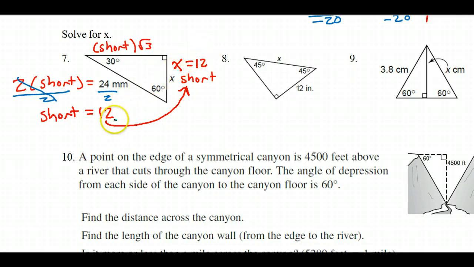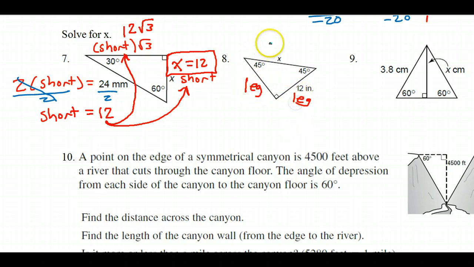Okay. But if I also take that short being 12 and put it right here, that's going to give me 12 radical 3. But I guess they didn't really ask for that. So x equals 12 is the answer to this particular question. This one's super easy. We know that it goes leg, leg, and then leg radical 2. So since the leg is 12, that makes this 12 radical 2.